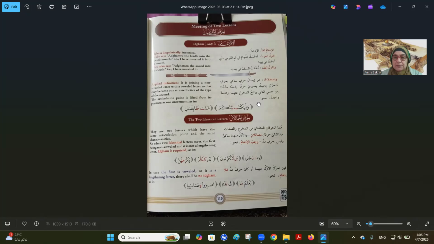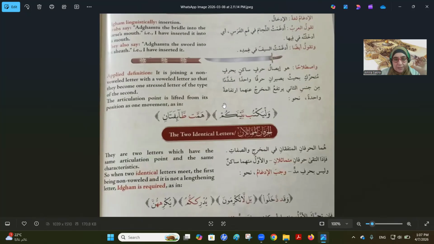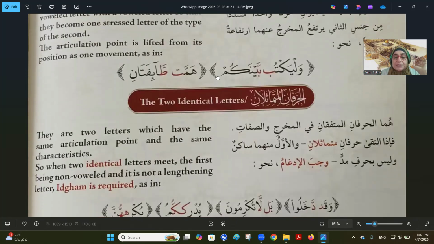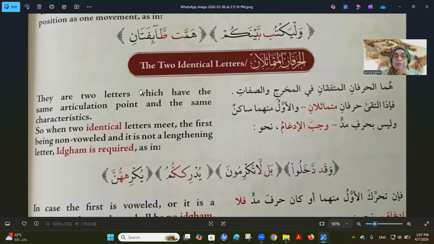We just explained the idgham kamil. In such a case, full merging will be applied. This is the rule of the meeting of two identical letters. Nothing more, simple as that. So let's read the rule from the book of Dr. Ayman Suwayd, may Allah bless him.